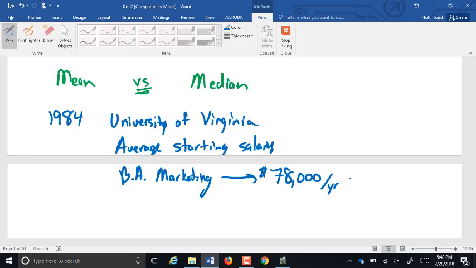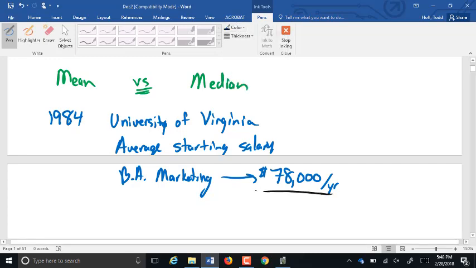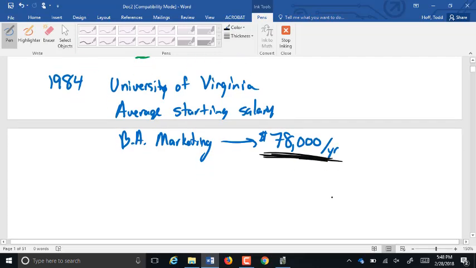If you look back at 1984, the average high school teacher was starting at like 16 to 17,000. That was really good money. That statistic was absolutely true. What they failed to disclose, one of the graduates who actually did graduate with a degree in marketing that year was a person by the name of Ralph Sampson.